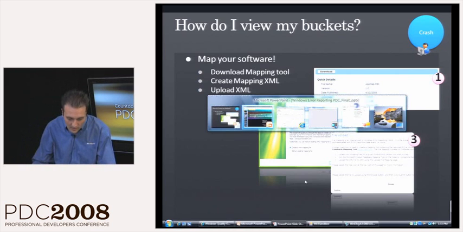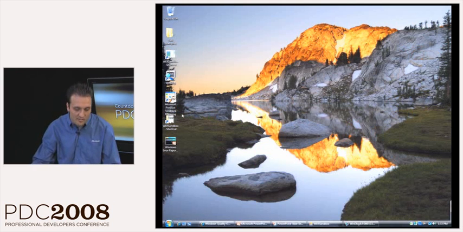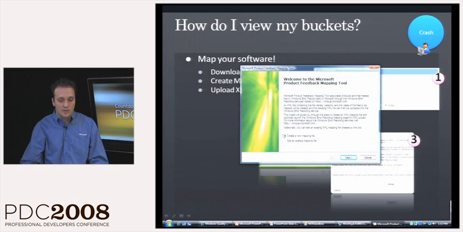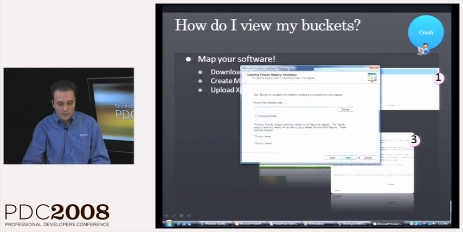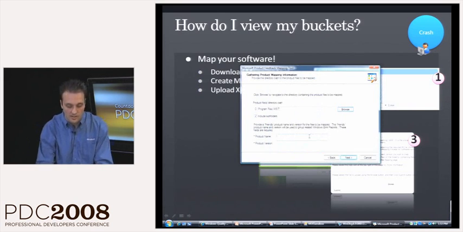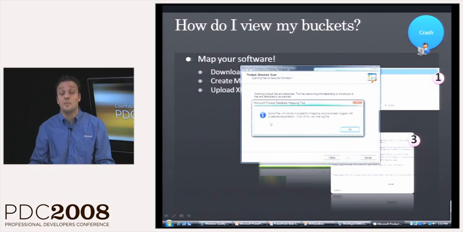So let me go to my desktop, and I'm going to pull up the Microsoft Product Feedback Mapping tool. As you can see on my screen here, I'm going to create a new mapping file. As I go through, I just need to browse to the directory where I have my binaries. I just made a quick little sample app. There's not too much here. I just choose my directory, hit OK. I'm going to give it a product name and a product version.